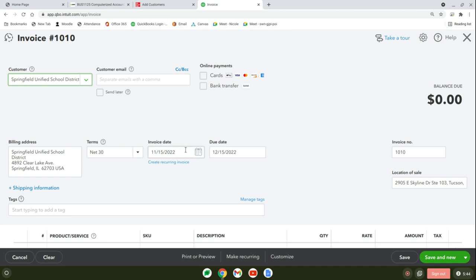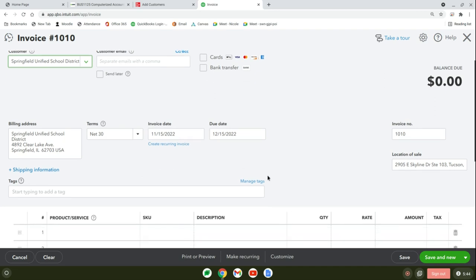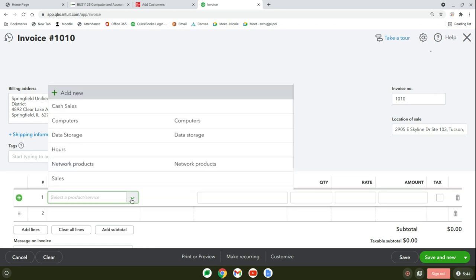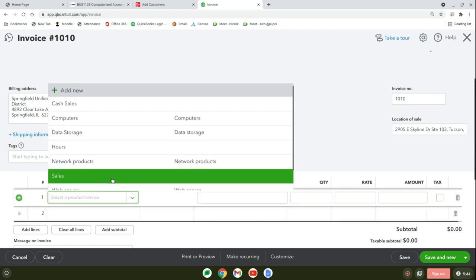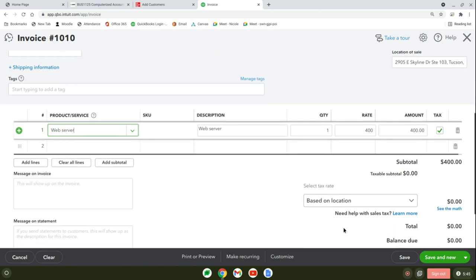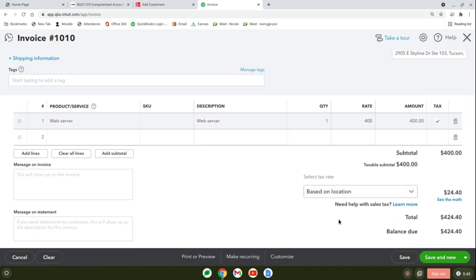And the date is 11/15. We're on 1010. The product they're purchasing is web server. And they purchased one of them. Now, this is where we have a problem.